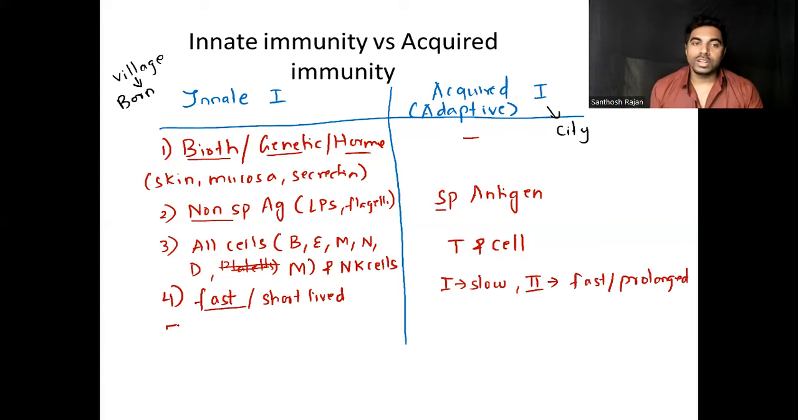That's what happened. During innate immunity, there is no memory. Immediately, you get a response. There is no memory, immediate response. Because village people will immediately come and protect you in your birthplace. But when you go to the city, you need to have memory. People should know who you are.